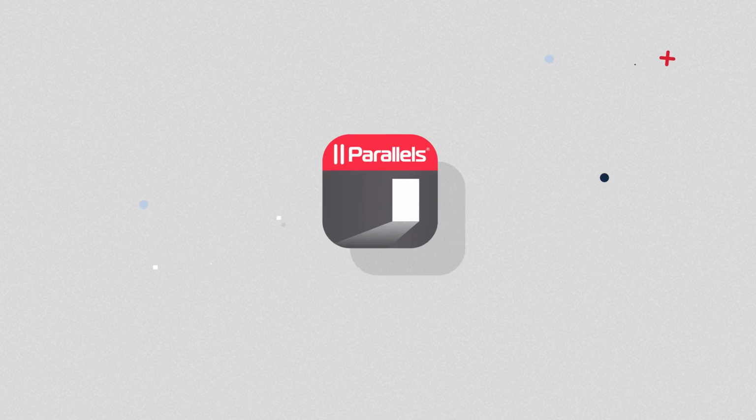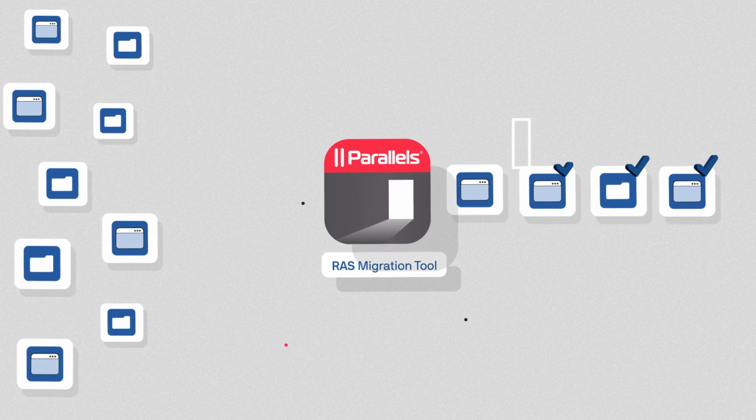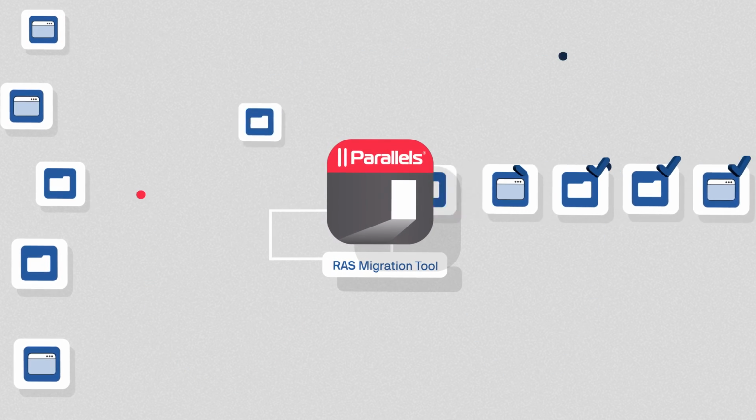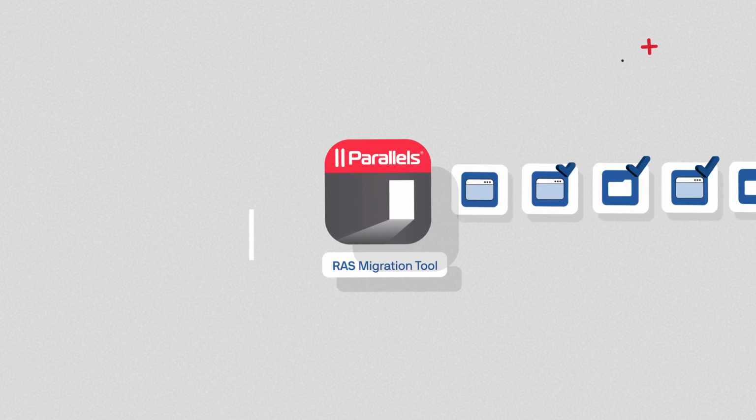With flexible migration options and powerful automation tools, moving from Citrix to Parallels RAS is designed to be a smooth process. Discover how easy it is to make the switch.